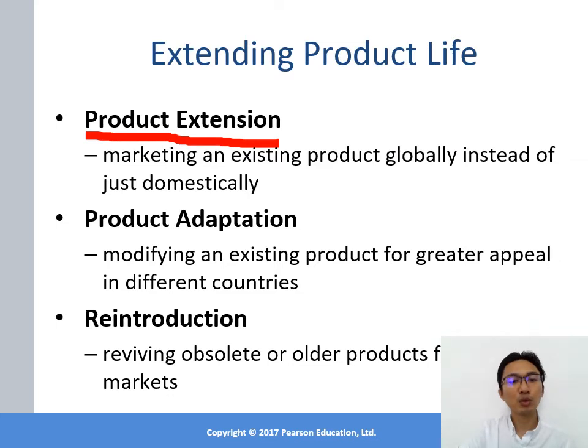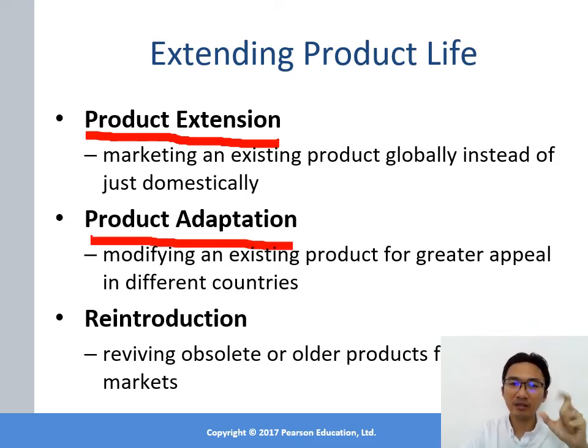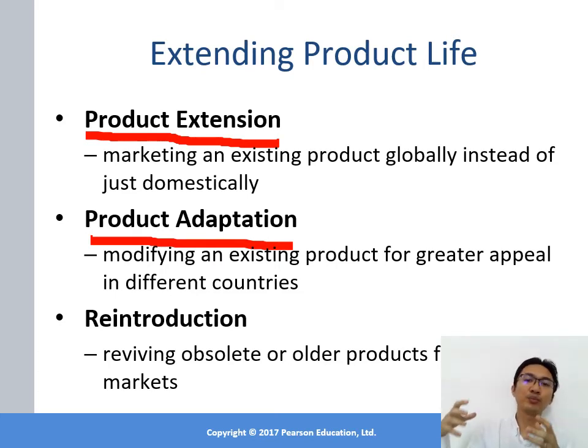We can also use product adaptation. With product adaptation, the product is modified for greater appeal in different countries. In Germany, for example, a McDonald's meal includes beer. And also the company Ford puts the steering wheel on the right side for sales in Japan or also in Malaysia. Because it involves product changes, this method is actually more costly compared to product extension.